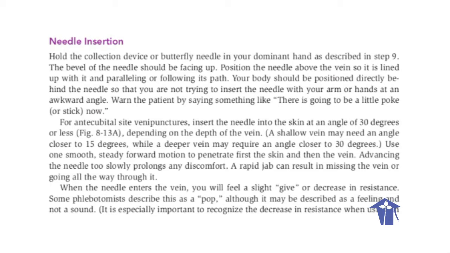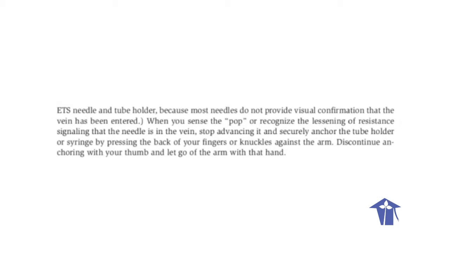When the needle enters the vein, you will feel a slight give or decrease in resistance. Some phlebotomists describe this as a pop, although it may be described as a feeling and not a sound. It is especially important to recognize the decrease in resistance when using an ETS needle and tube holder, because most needles do not provide visual confirmation that the vein has been entered. When you sense the pop or recognize the lessening of resistance signaling that the needle is in the vein, stop advancing it and securely anchor the tube holder or syringe by pressing back your fingers or knuckles against the arm. Discontinue anchor with your thumb and let go of the arm with the hand.